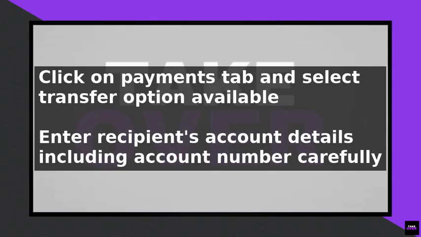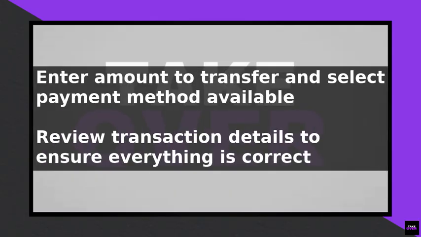You will then be asked to confirm the transaction by entering a one-time password sent to your registered mobile number or email address. This is a security measure to protect your account from unauthorized transactions. After confirming the transaction, you will receive a confirmation message with the transaction reference number. Keep this number safe for future reference. You can also view the transaction history to check the status of your transfer.